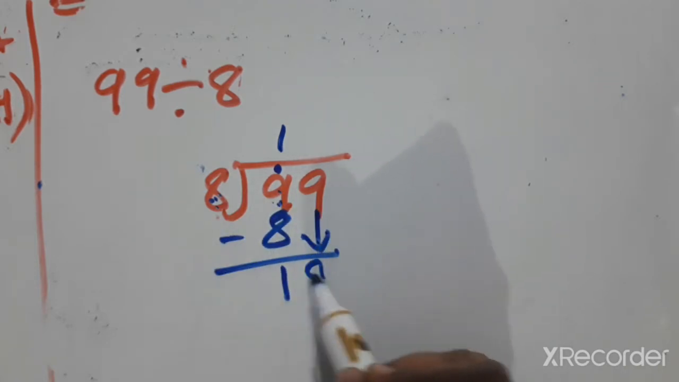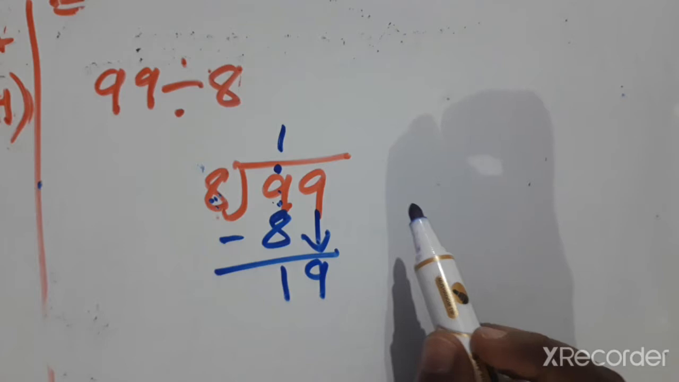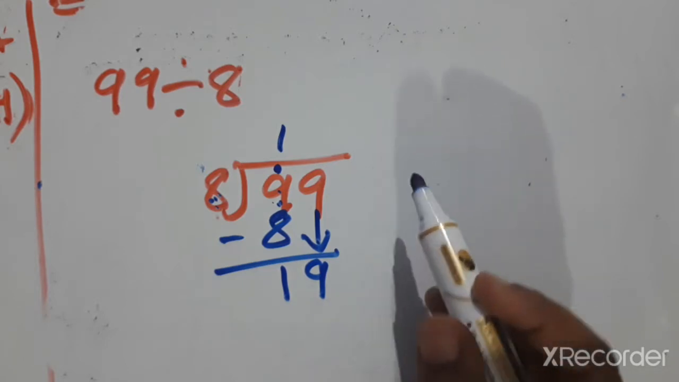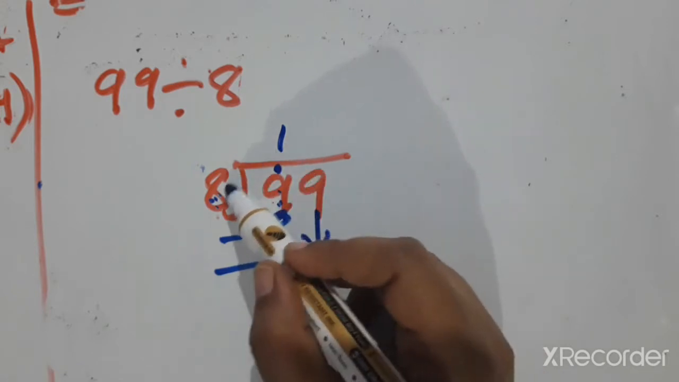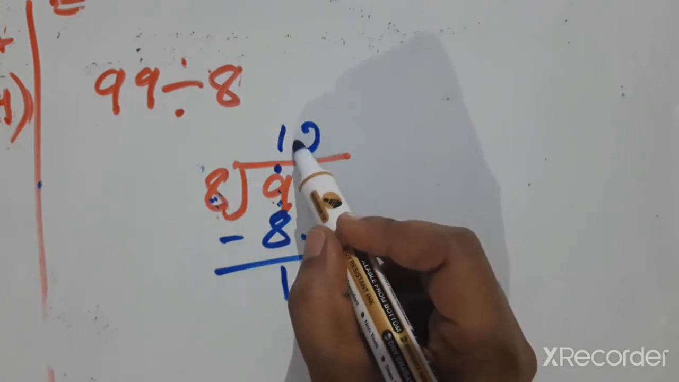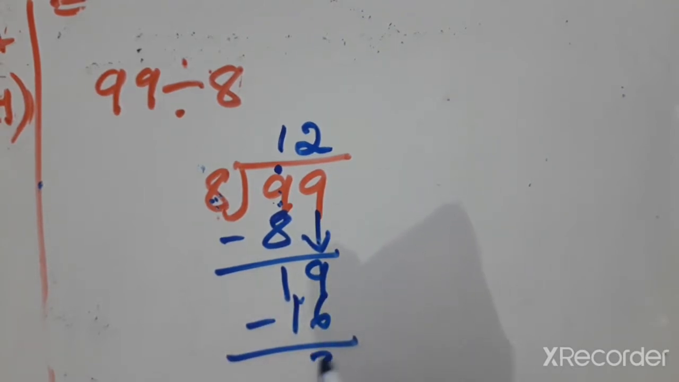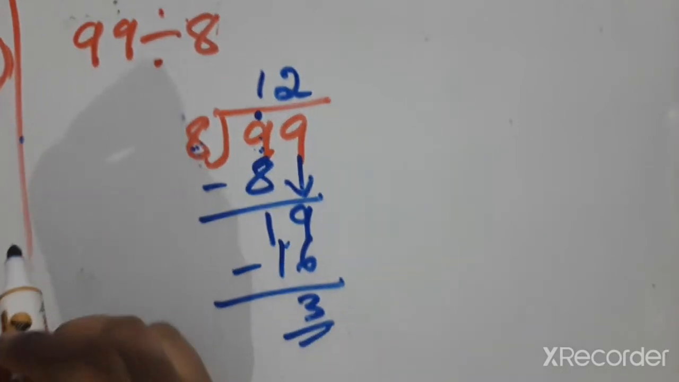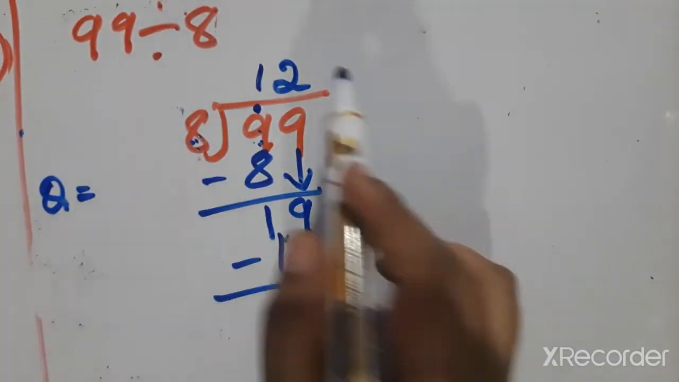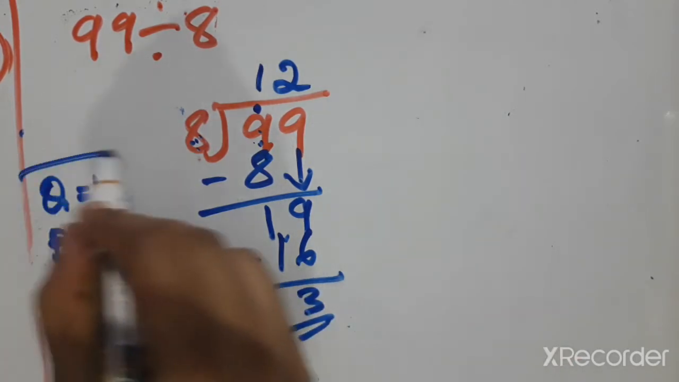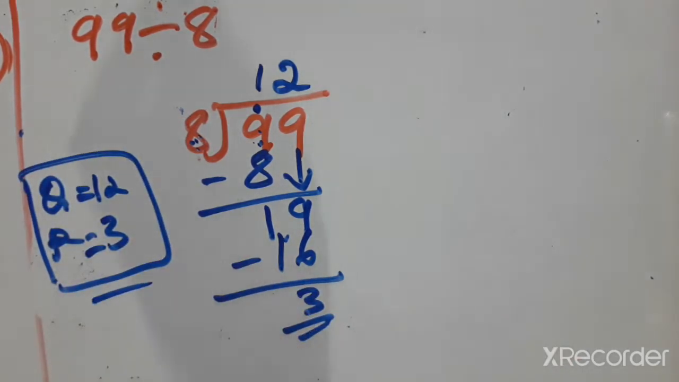Bring this 9 down. Now 8 how much are nearer to 19? 8 ones are 8, 8 twos are 16, 8 threes are 24. So 8 twos are 16. 19 minus 16 is 3. Now the quotient is 12 and the remainder is 3. This is the answer, children.